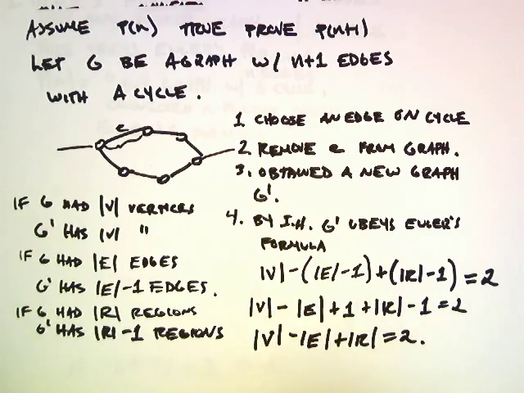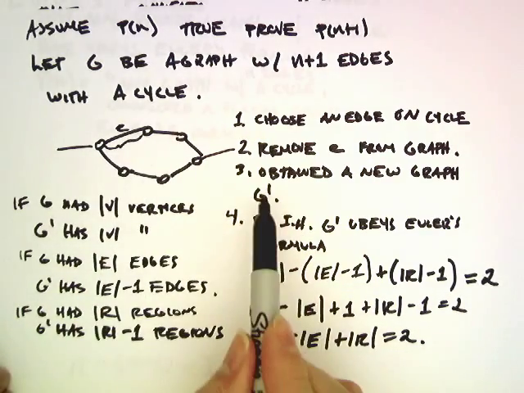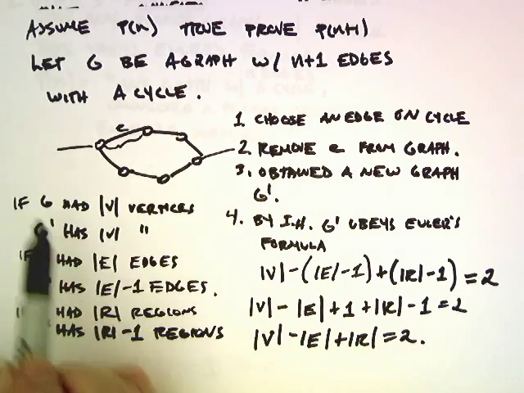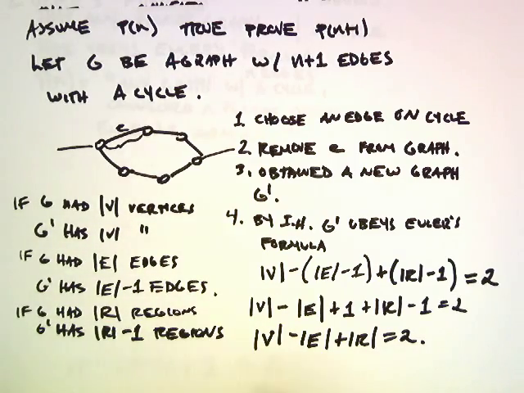It's kind of a slick trick. We ripped out one edge, we applied Euler's formula from G prime, and we did a totally simple arithmetic simplification to get Euler's formula back for G. So I suggest that you rewind the video and kind of look over this proof. It's totally valid, and it's totally simple. I'm a big fan of this proof.